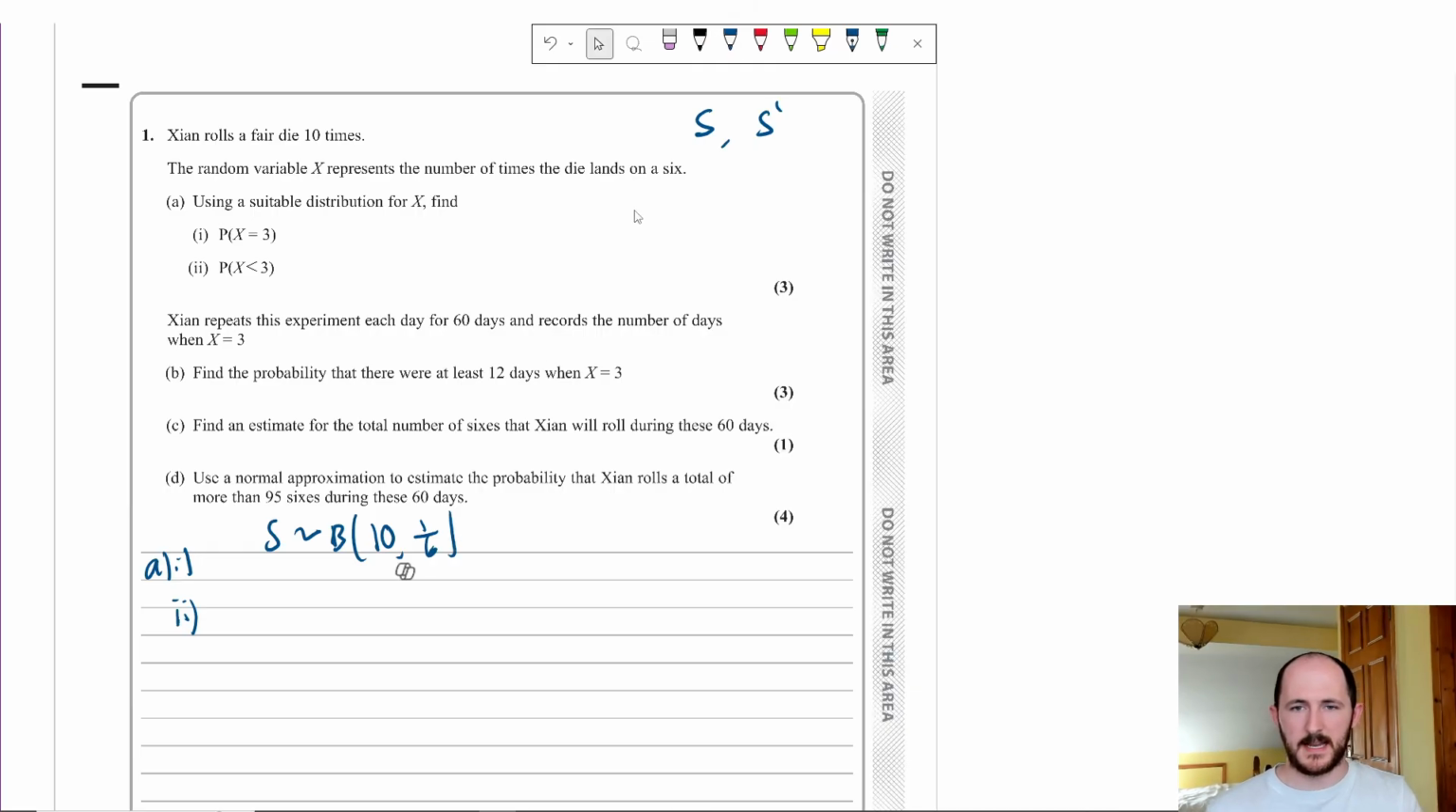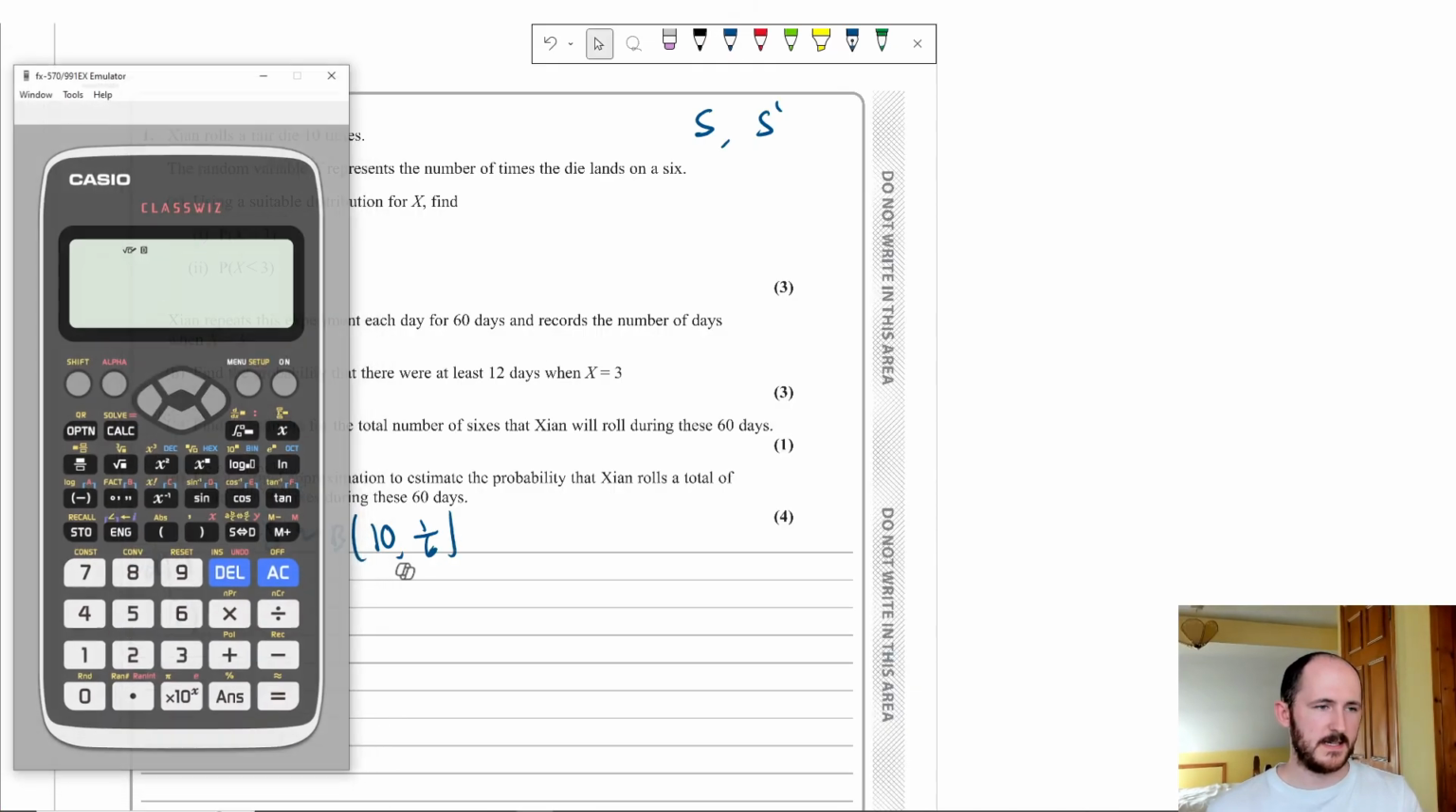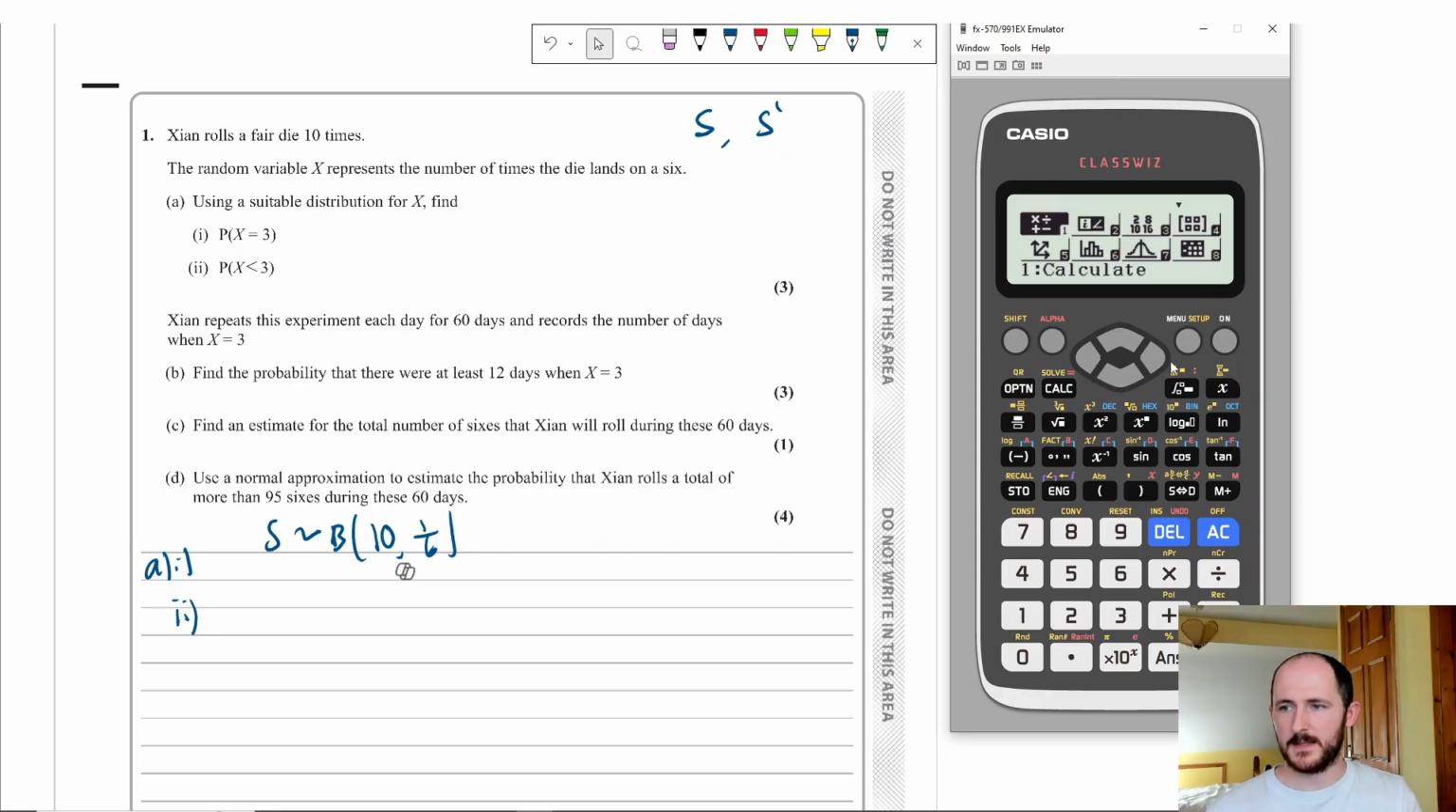So for the first one, getting X equals 3, well, that's nice and easy. We can go straight to our calculator, go down to distribution, option number 7. I'm also aware that the new calculator is slightly different to this, but it has the same options, just in a different place. Binomial PD. Remember, when you want an equal sign, so you want one specific value, you're going to use PD. If you have an inequality, you'll use CD.